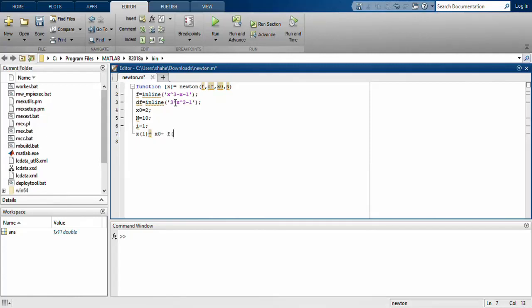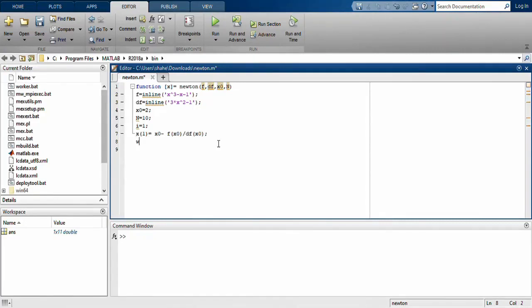So f of x naught, because it is a constant, there is no need of an index here, divided by df of x naught. If you want to write brackets around df and f, you can, but Matlab follows the PDMAS rule: first division, then multiplication, then addition and subtraction. So it will calculate x1, and then you can use the for loop or any loop.